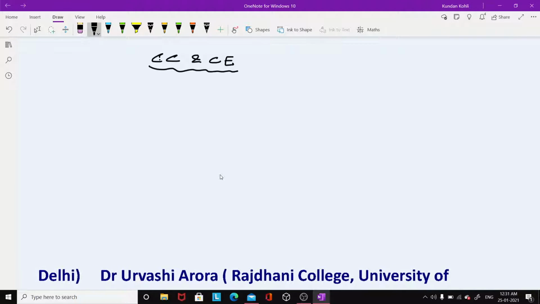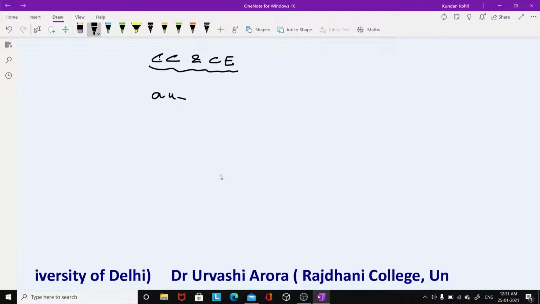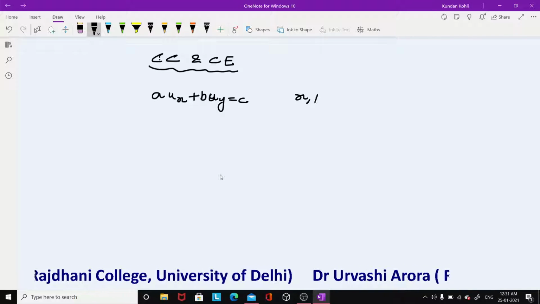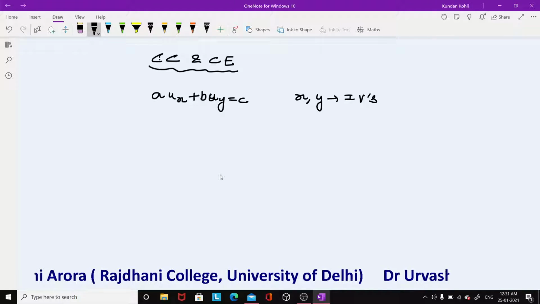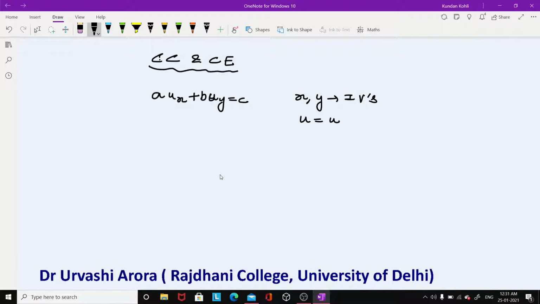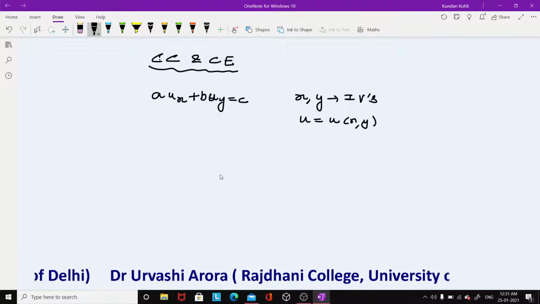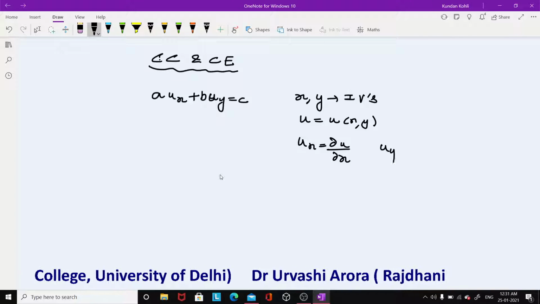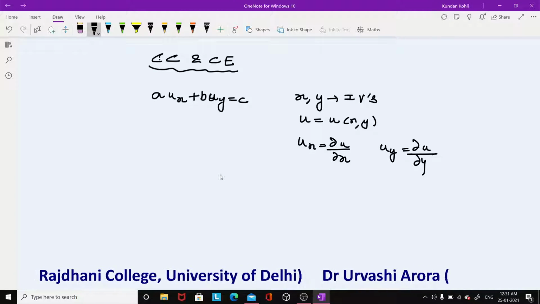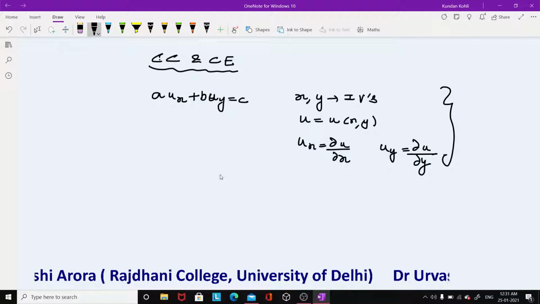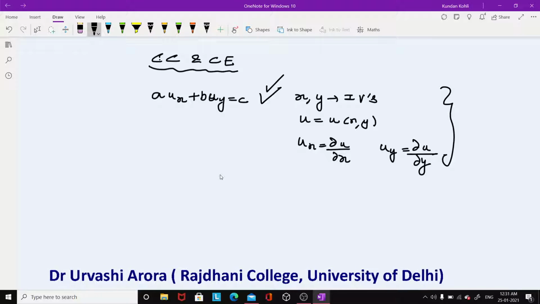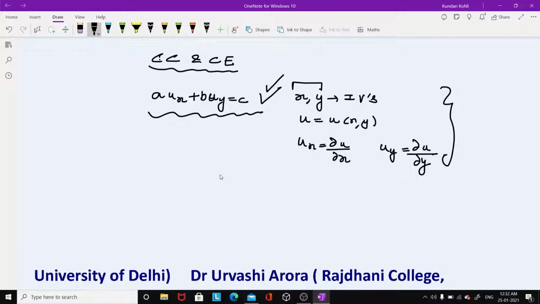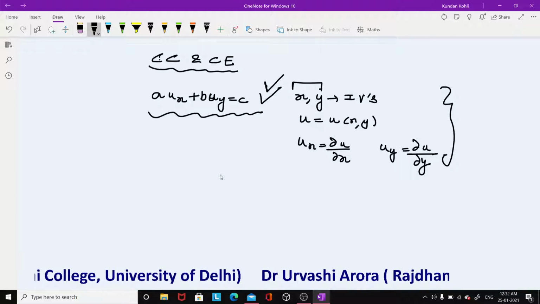Now a general quasi-linear equation of first order looks somewhat like this: A u_x plus B u_y is equal to C, where we are taking x and y to be independent variables, and u we are taking to be a variable which is dependent on x and y, which means that u is a function of x and y, and u_x of course stands for the first order partial derivative of u with respect to x, and u_y stands for the first order partial derivative of u with respect to y. Now with these things in hand, the general form of a first order quasi-linear partial differential equation for the simplest case having two independent variables is somewhat like this.